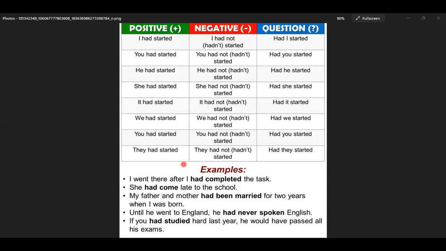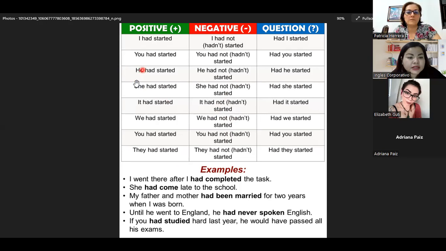Okay, I have my example in affirmative. My father had already gone to the supermarket when we arrived home, right? So he went there and then we arrived home. That was a previous activity. I'm going to make another one in negative. I hadn't completed my report before my boss asked me for a new assignment. So I already had two assignments now, right? Because I didn't finish the first one.